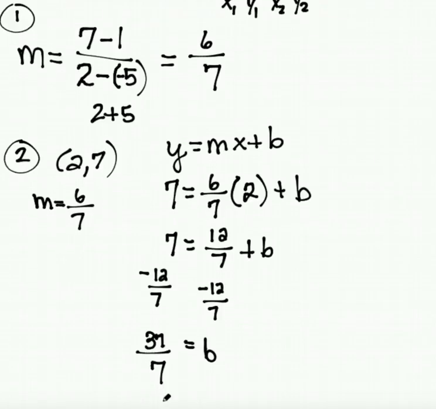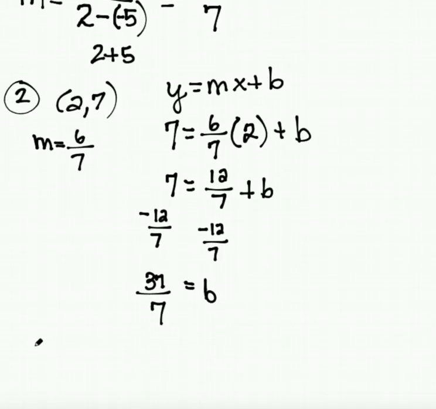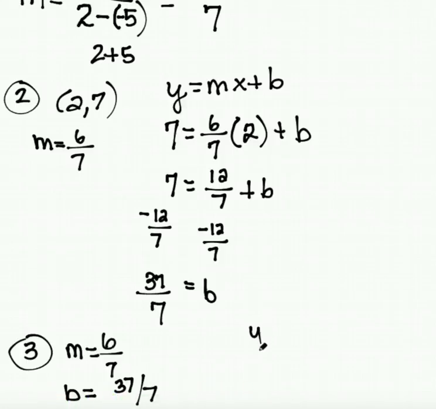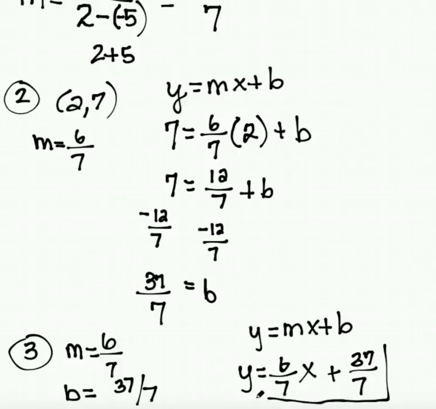Okay, and then step 3. Step 3 tells us to take all that information and plug it in. So we have the important parts. We have m is 6/7, and we have b is 37/7. And we need to plug it into y equals mx plus b. Okay, so my final equation is y equals 6/7 x plus 37/7. Don't be scared of fractions. It's okay.